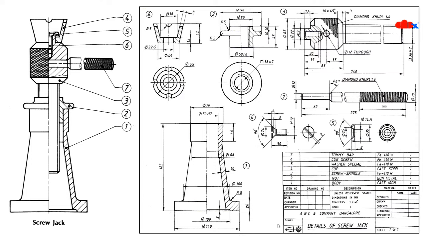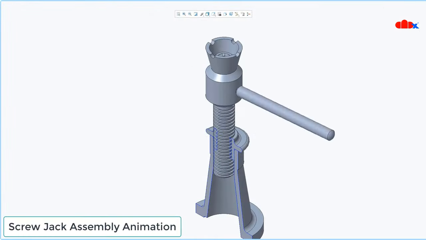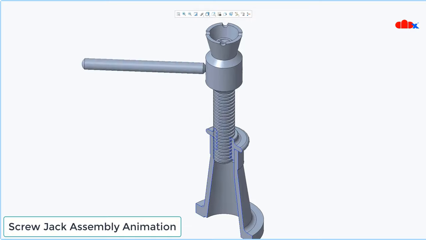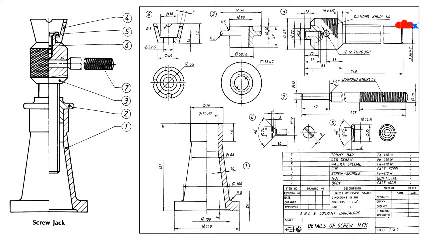So first we will complete these parts using this drawing, and then using the bottom up assembly approach, we will assemble these parts to complete the assembly. So complete this assembly, because the next will be the animation of this assembly. Now let's start with the first part, which is the screw jack body.